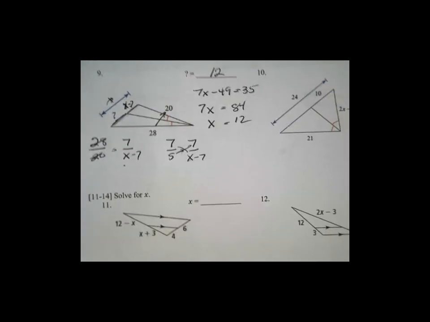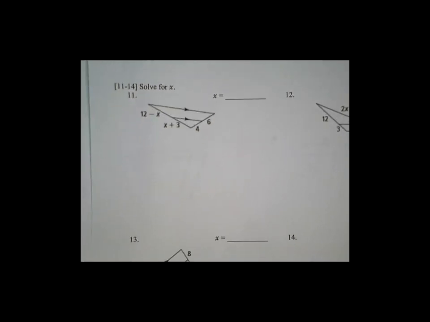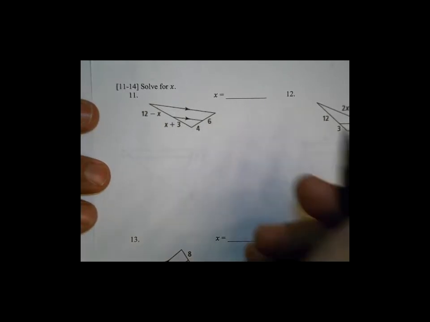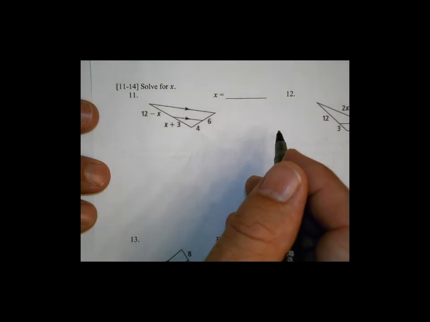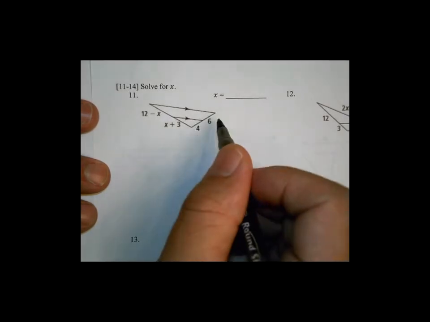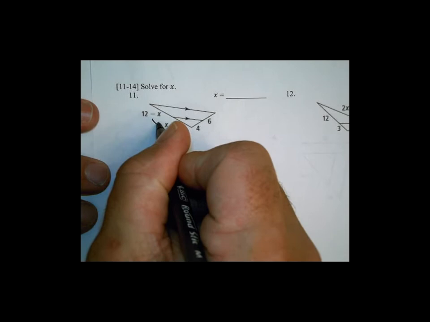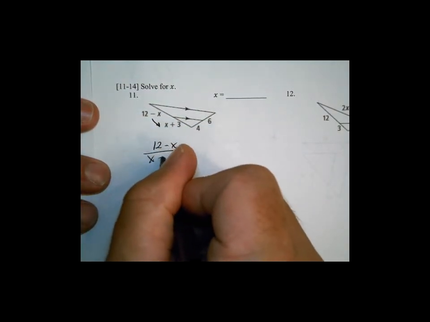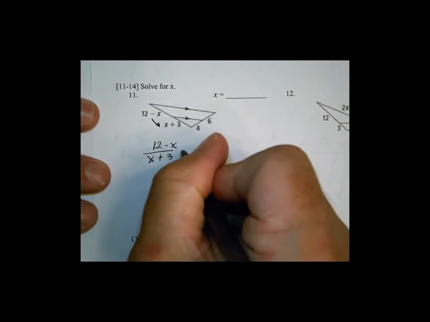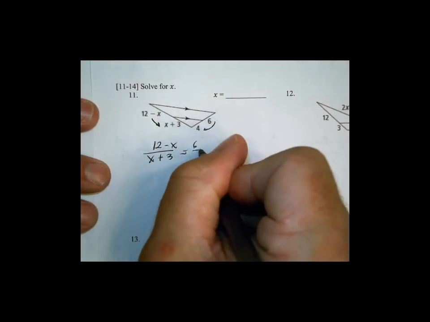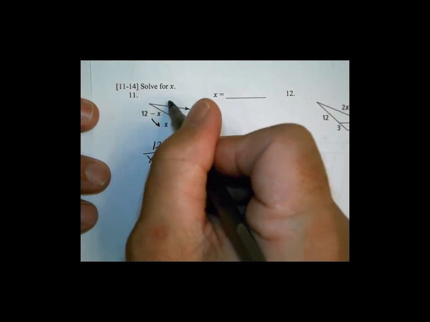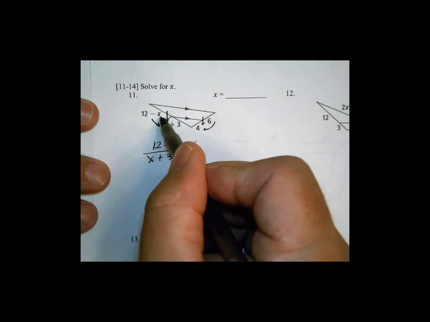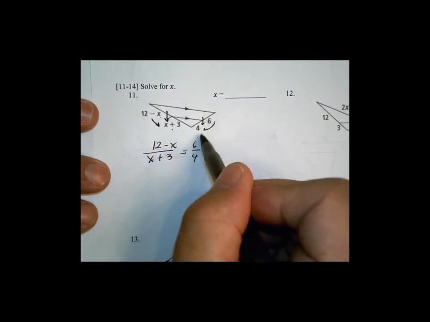Okay, number 11. What do we got here? Looks like a back to the side splitter. Okay, so just so I can reduce, I'm going to go 12 minus x over x plus 3 equals 6 over 4. Same direction. They're both going, if you wanted to look at it this way. 12 minus x over x plus 3 equals 6 over 4.